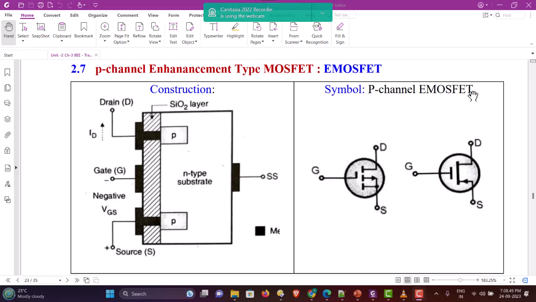The symbol of P channel enhancement MOSFET is shown here. In this symbol, the arrow shown is coming out. Whereas in this second symbol, the arrow is on the source terminal, which indicates the direction of drain to source conventional current.